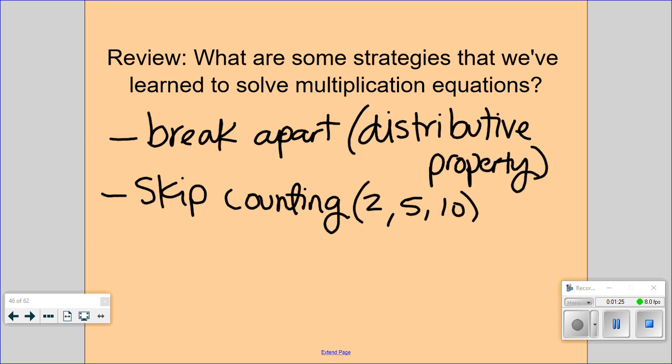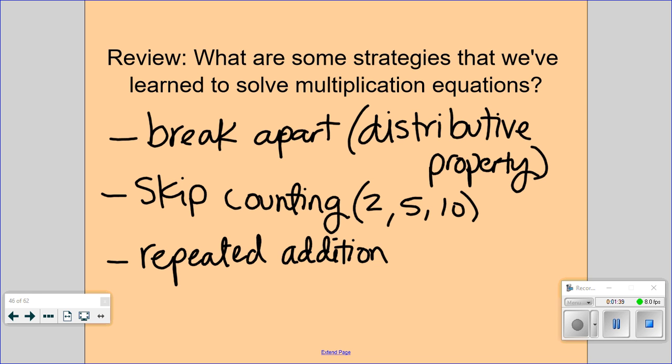What's another strategy we've learned for multiplication, Brayden? Addition? Yeah, we can do that repeated addition. This is probably the slowest strategy, but that does not mean that it is not correct. Just because it takes you a long time does not mean that it's not going to work.